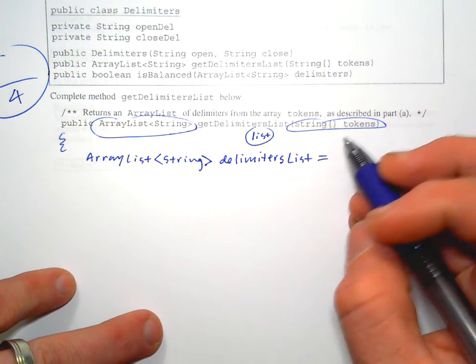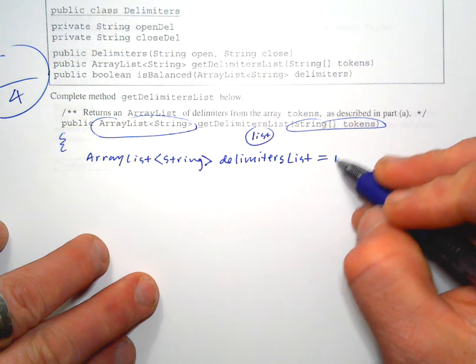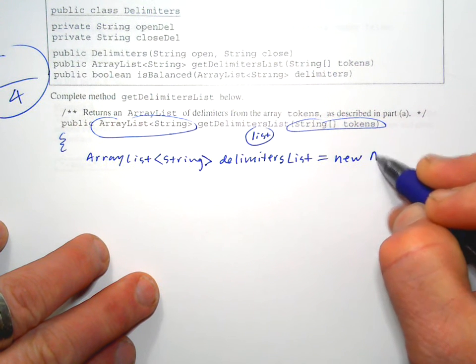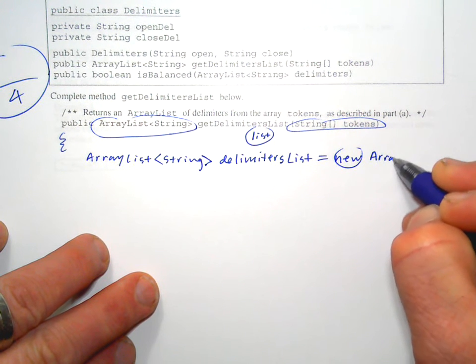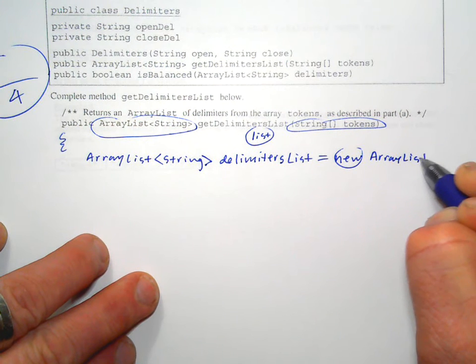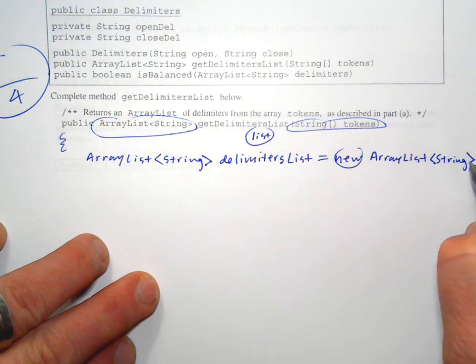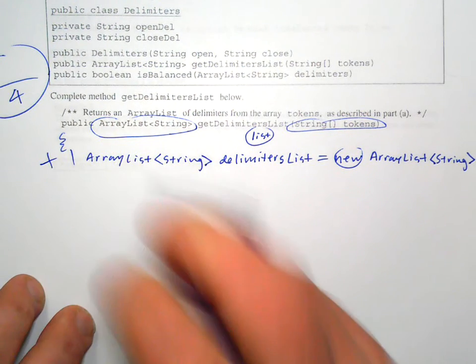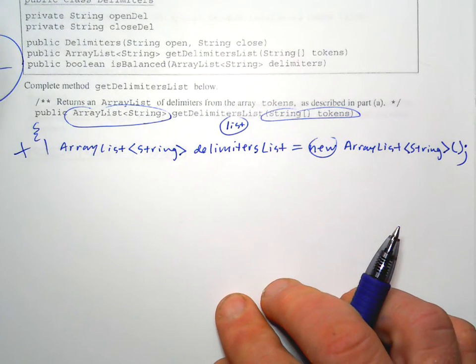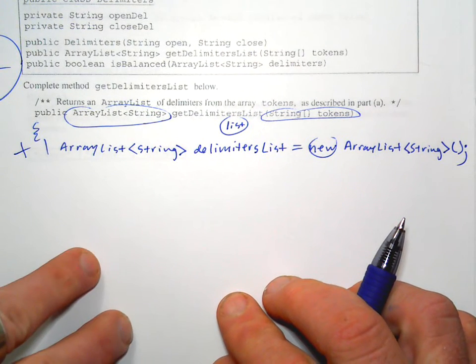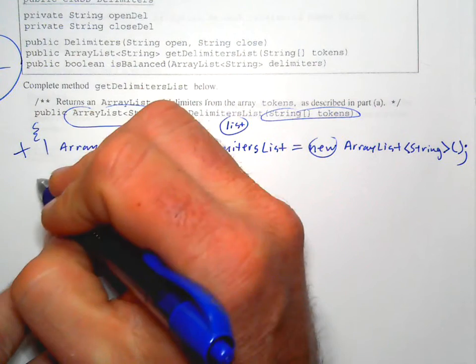Delimiters list. Something good. Now, this is an object, so we have to create a new array list. And then you should, again, state what types of objects are in it, and then you have to have these empty parentheses. So that's 1 point out of your 4. Okay. And then we're going to do a for loop. We're just going to go through it.